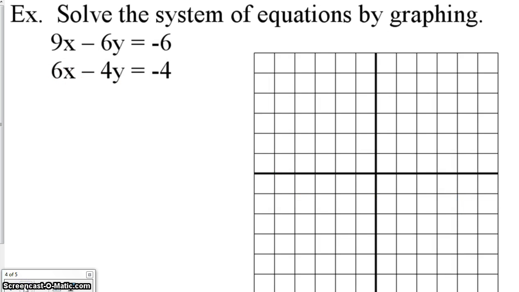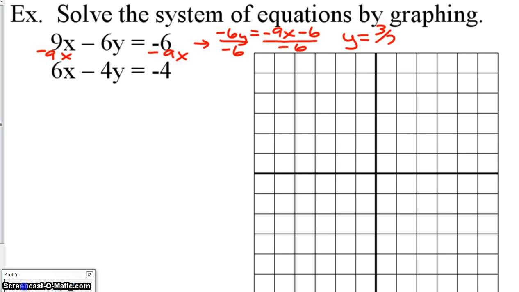Going on to our third graphing example, we have our two equations that we need to solve for y. Again, let's start with our first equation. If we subtract 9x, we are going to get negative 6y equals negative 9x minus 6. We do have to divide by negative 6 on both sides. So we get y equals 3/2 x plus 1. That's the first equation we're going to graph.